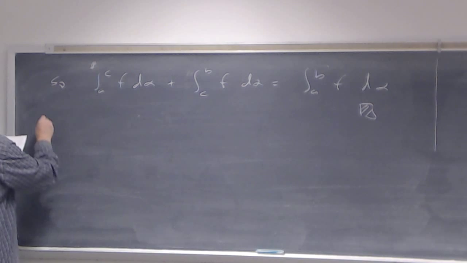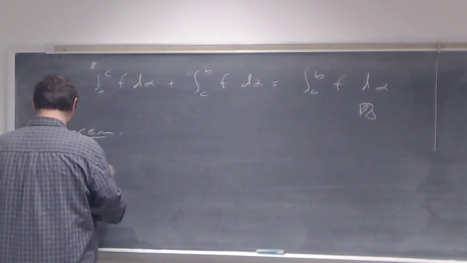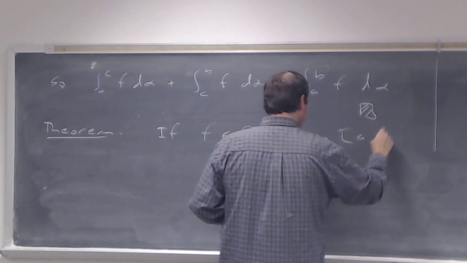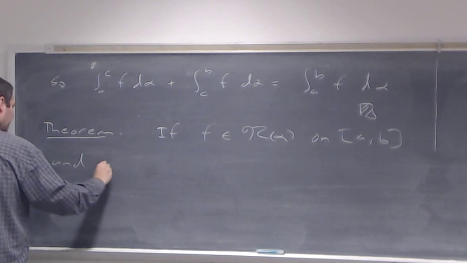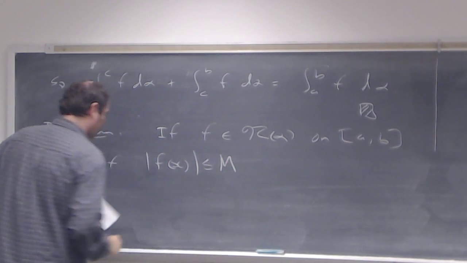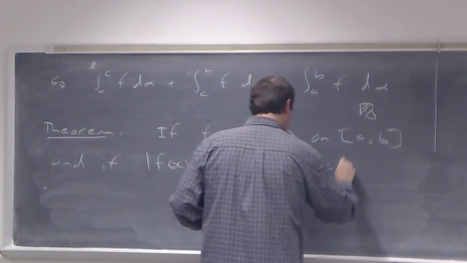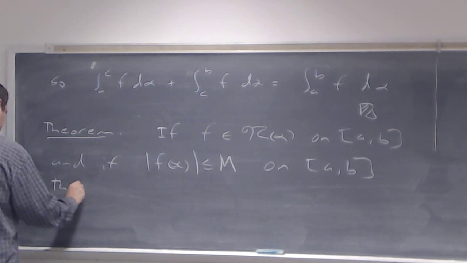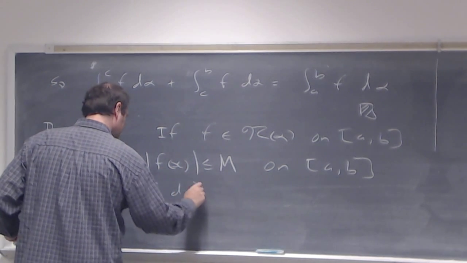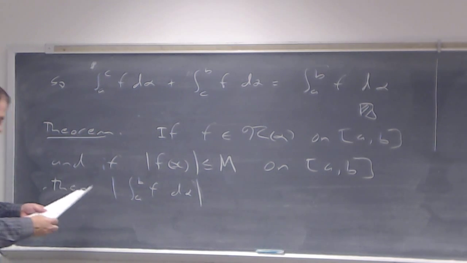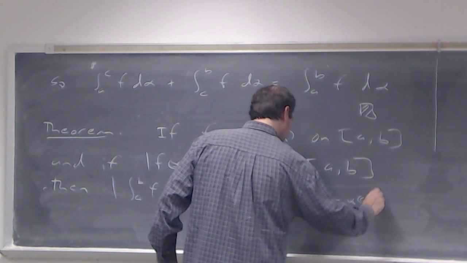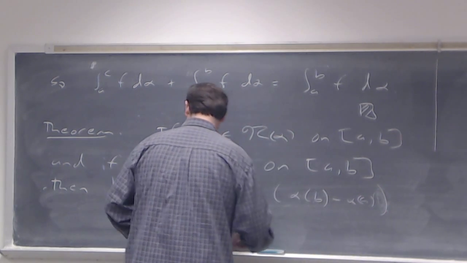Here's another theorem. If f is Riemann-Stieltjes integrable with respect to α on A to B, and if the absolute value of f(x) is less than or equal to a number M on A to B, then the absolute value of the integral from A to B of f dα will be less than or equal to M times α(B) minus α(A). That's what we want to prove.